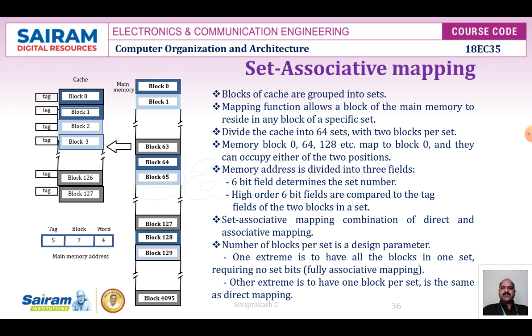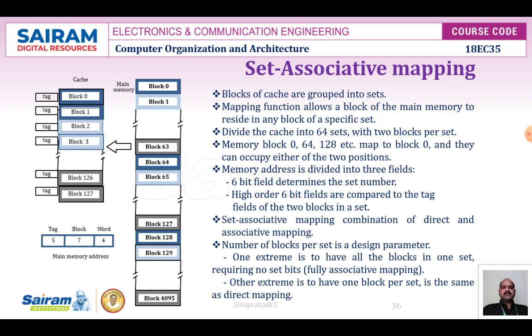So the advantage of set associative mapping is that the contention problem of direct mapping is solved by having a few choices of block placement, and the hardware cost is decreased by reducing the size of the associative search.